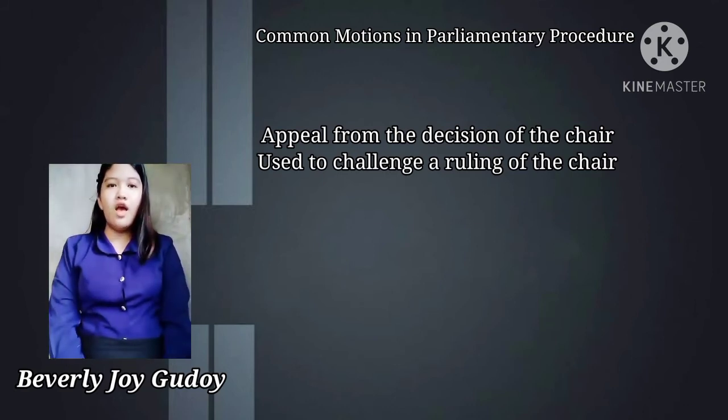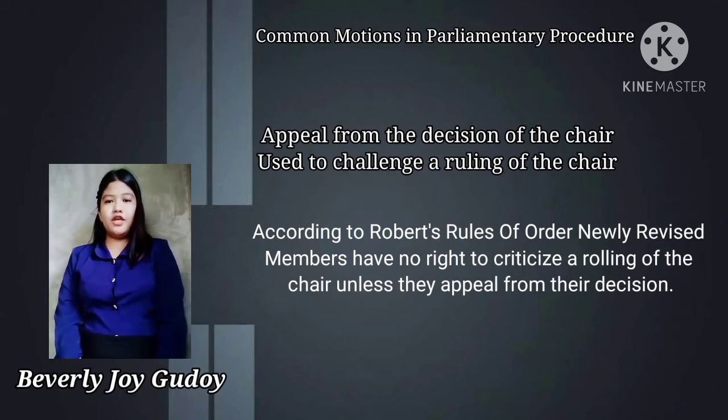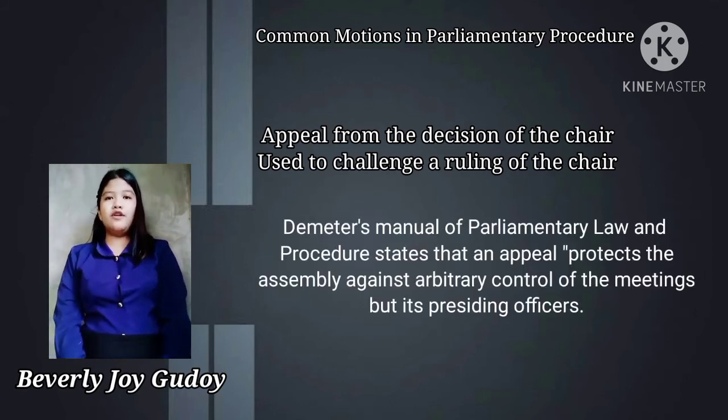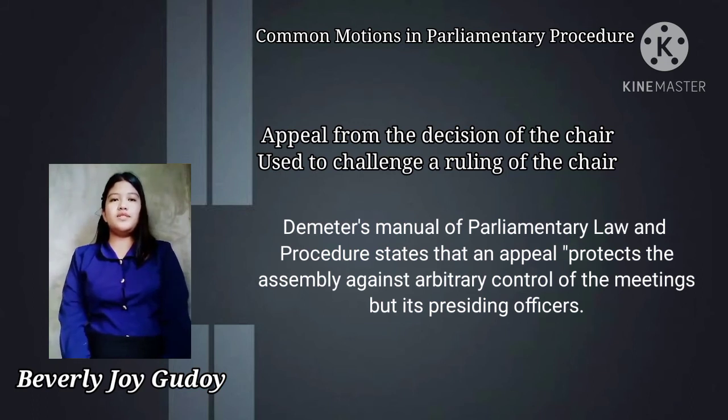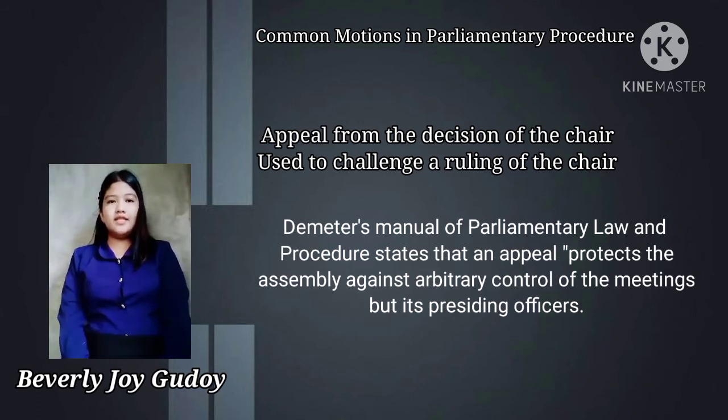the chair. According to Robert's Rules of Order Newly Revised, members have no right to criticize a ruling of the chair unless they appeal from the decision. Demeter's Manual of Parliamentary Law and Procedure states that an appeal protects the assembly against the arbitrary control of the meeting by its presiding officers. Mason's Manual of Legislative Procedure states that in some states, the ruling of the chair by tradition is given weight and appeals are not made lightly.